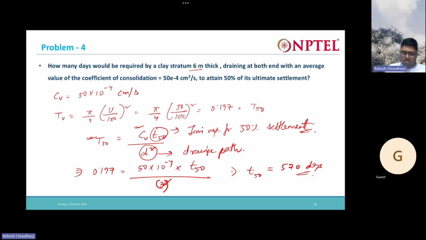If CV is higher, then the time required will be lower. If CV is small, then the time required will be larger. And CV is also directly related to the coefficient of permeability. So obviously, if the soil is more pervious, meaning the liquid can flow easily through the soil, then the time required will be lesser. And if the soil is less pervious, then the time required for the settlement will be higher. So this is how everything is related to each other.